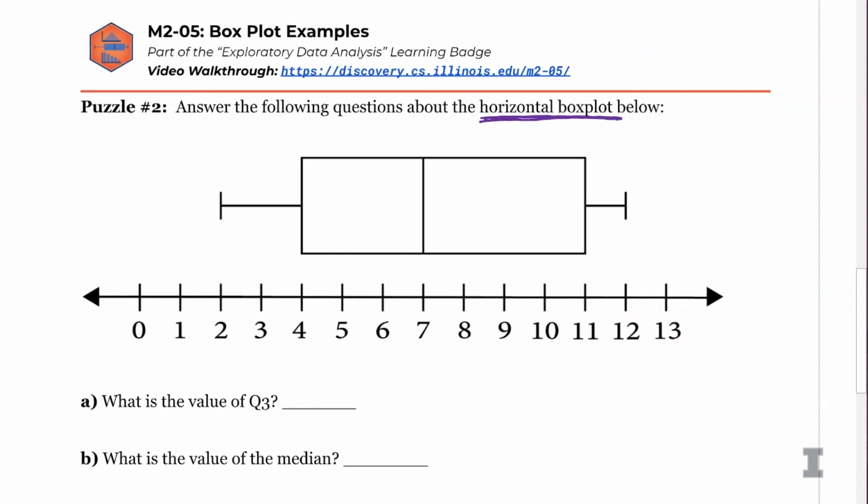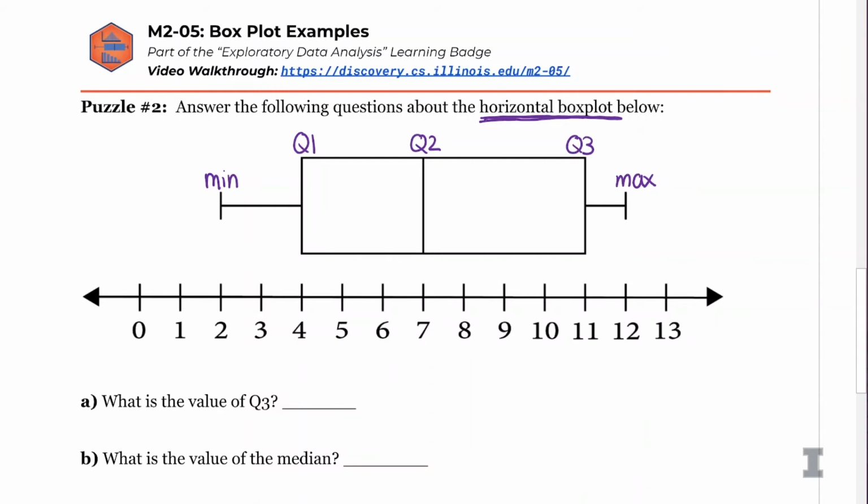That means the bottom whisker is going to be our minimum value. The top whisker is going to be our maximum value. And then the box represents Q1 for the bottom part of the box. Q2 is always the line inside the box. And then Q3 is the top part of the box.